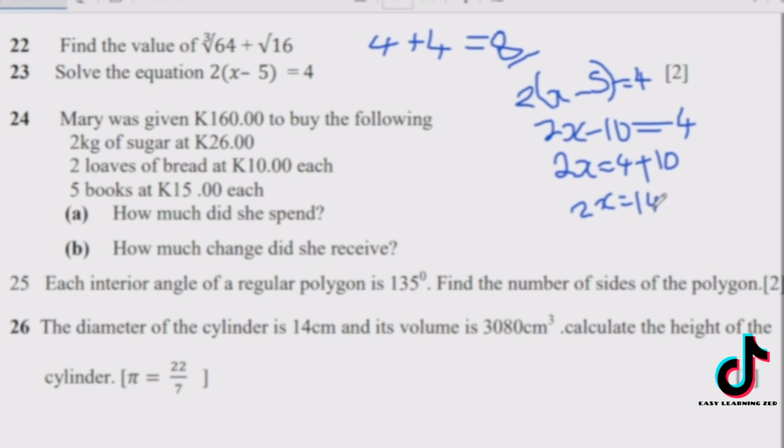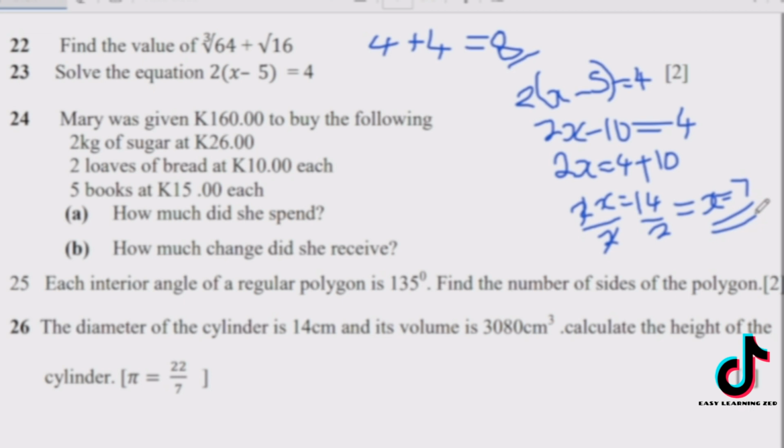Then I want to find the value of x. That means I'm going to divide both sides by 2. These 2 and these 2 cancel each other. Then x is equal to 14 divided by 2, which will give me 7. So the value of x in that equation is 7. If there are no questions, then that's the correct answer you are supposed to write.